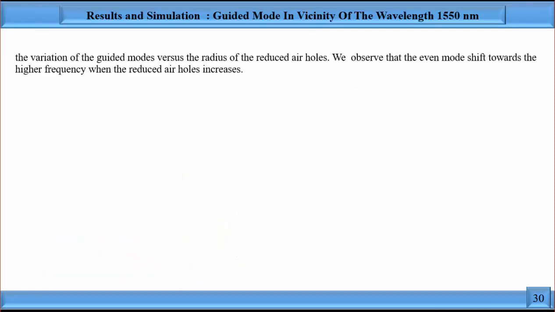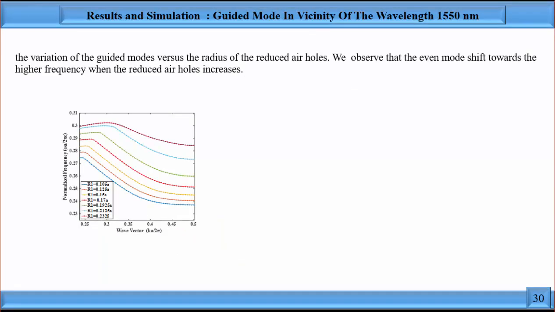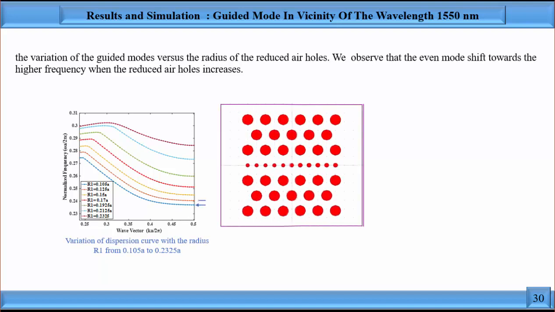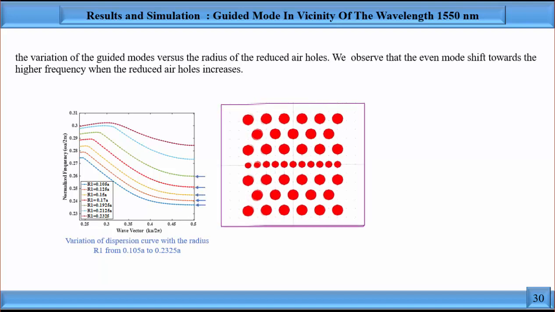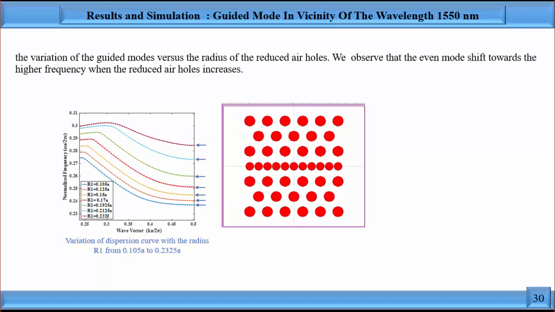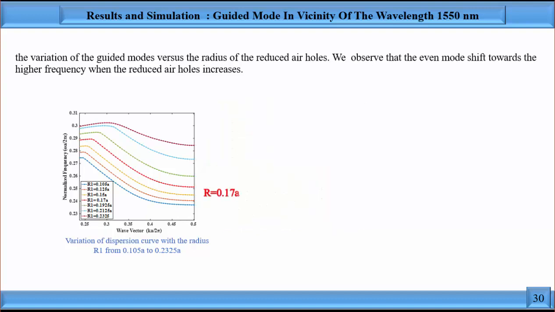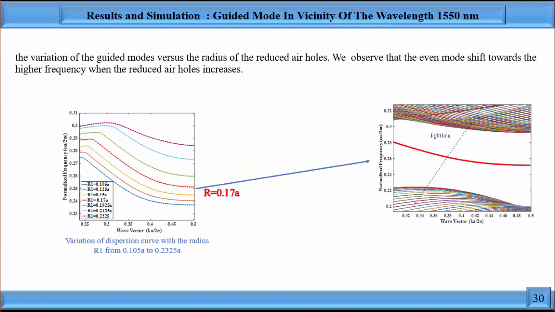Slide 30. Guided mode in the vicinity of the wavelength 1550 nanometers. The variation of the guided modes versus the radius of the reduced air holes. We observe that the even mode shifts towards the higher frequency when the reduced air holes increase.